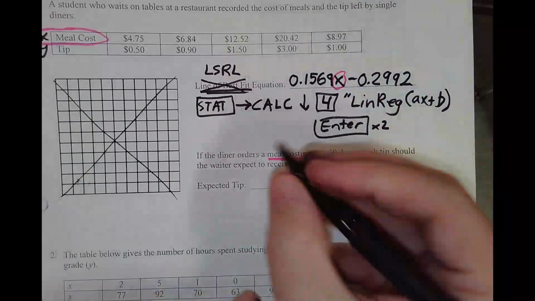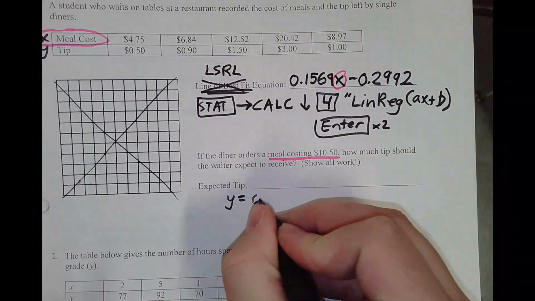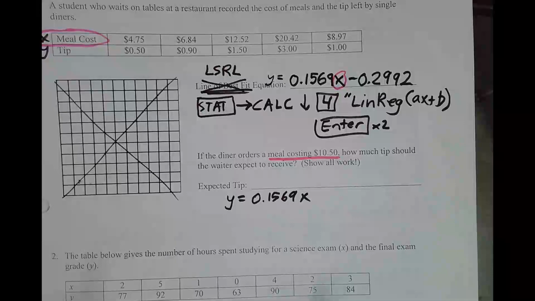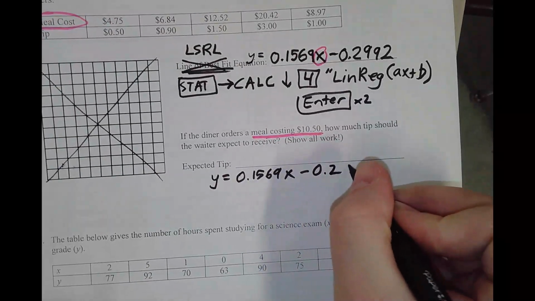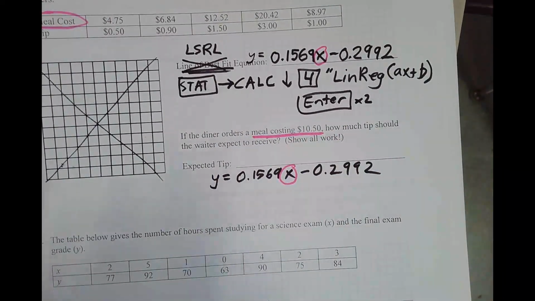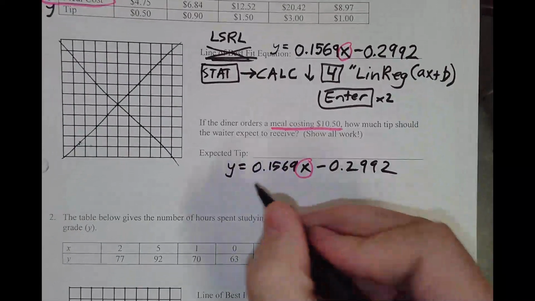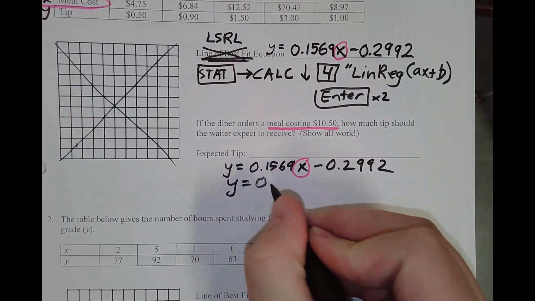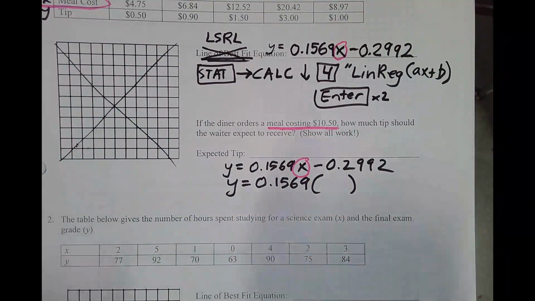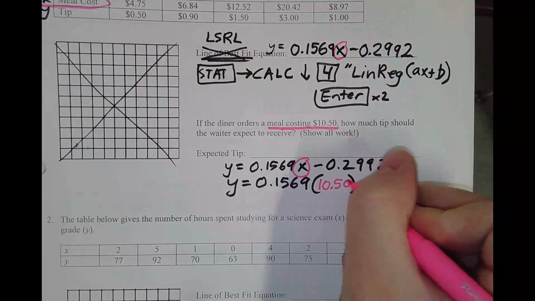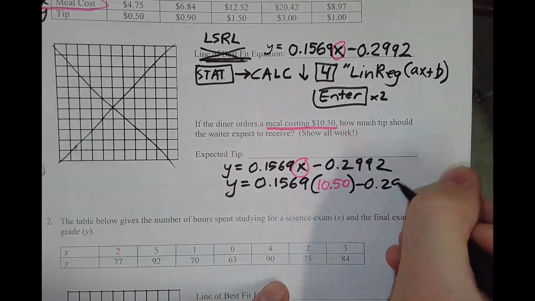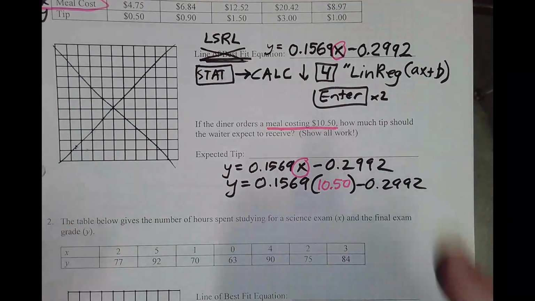So we're going to use this equation that we wrote down earlier. y equals 0.1569x minus 0.2992. And we're going to replace x with $10.50. So y equals 0.1569, and where x is, I'm going to type 10.50. And I'll have to subtract 0.2992 to get my prediction from my LSRL.